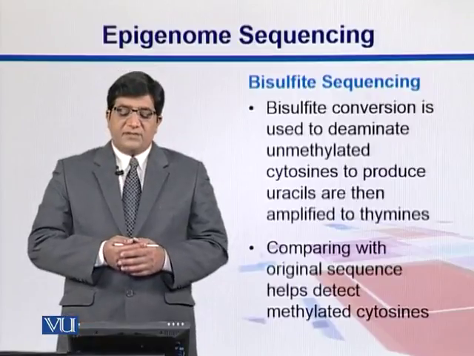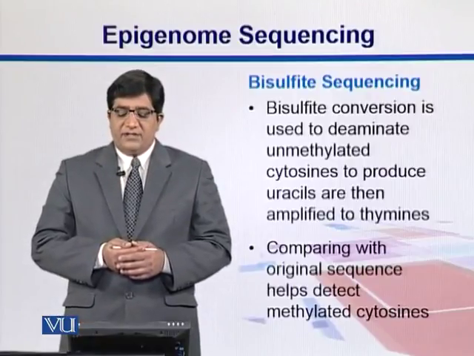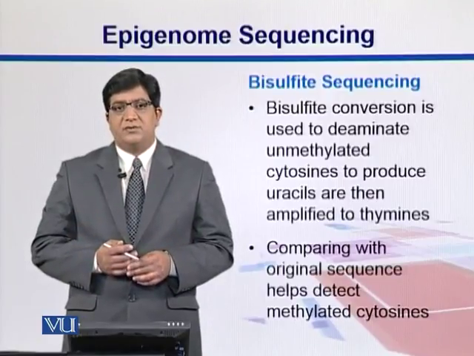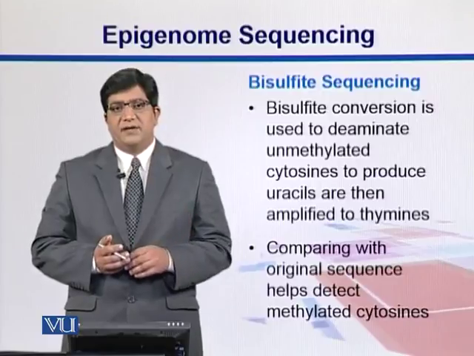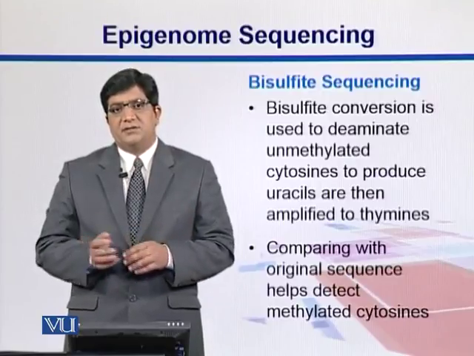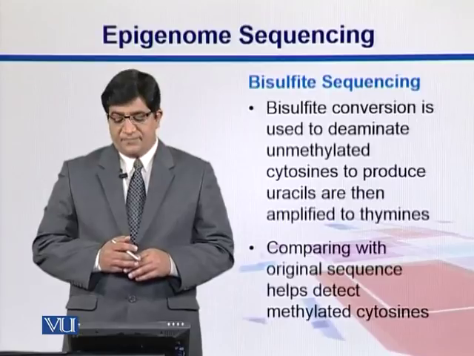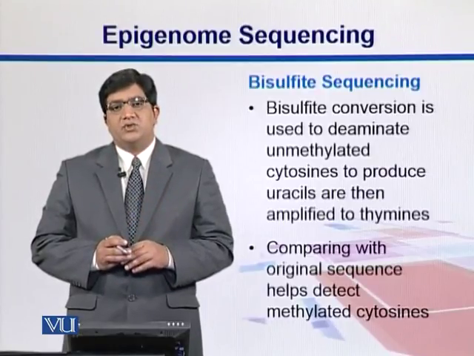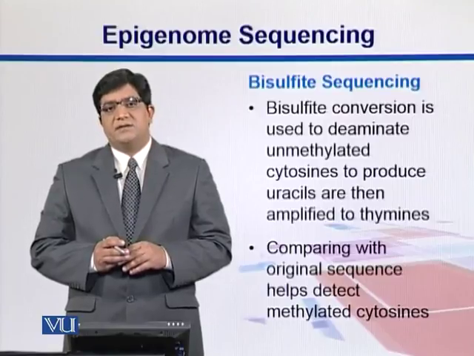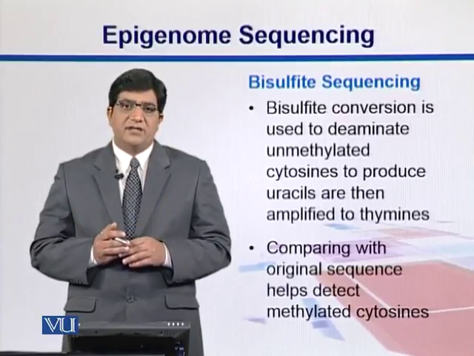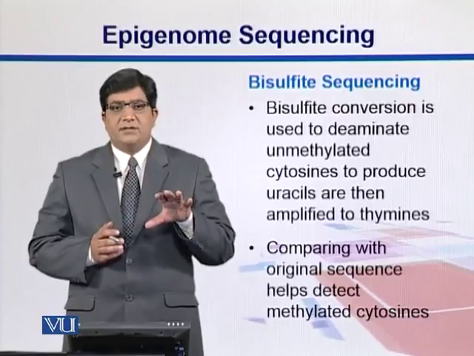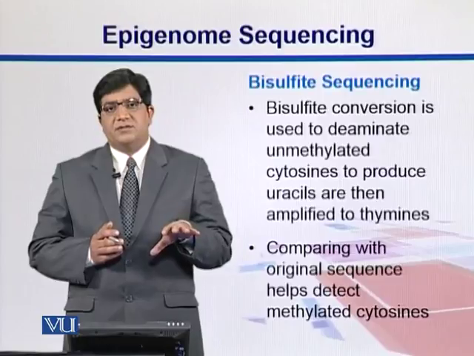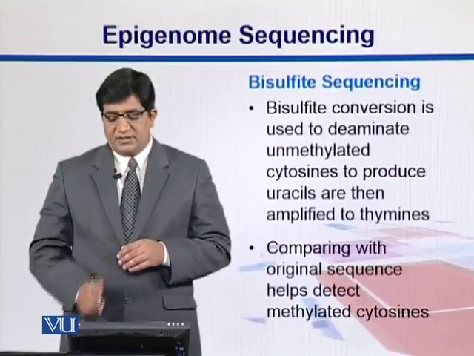In bisulfite sequencing, we deaminate unmethylated cytosines. We remove the amino groups from them, and that is called deamination. They are converted into uracils, and we can then convert those uracils into thymines. Then we take those sequences and compare them with the sequences where we have methylated groups, and we can identify the methylated cytosines.